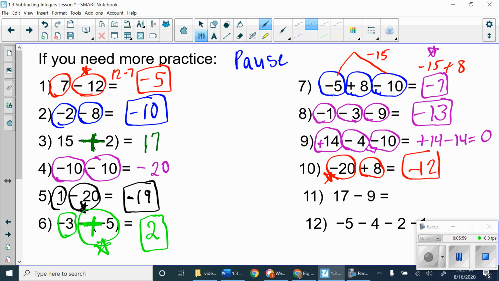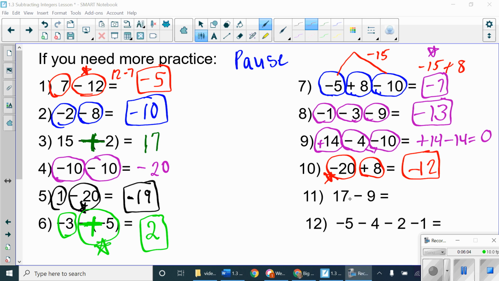All right. Our last one, not last one, number 11, positive 17 and negative 9. This is a regular subtraction question. We have more positives, so 17 minus 9 is a positive 8. All right, our last one. I was hiding that negative 1, so if you didn't write down that problem correctly, go ahead and do that.